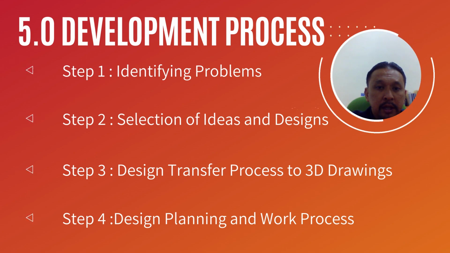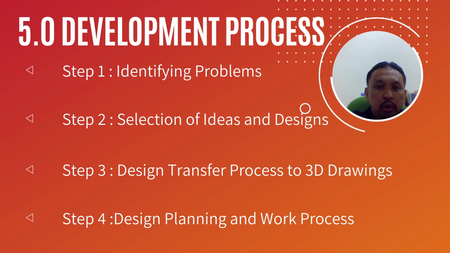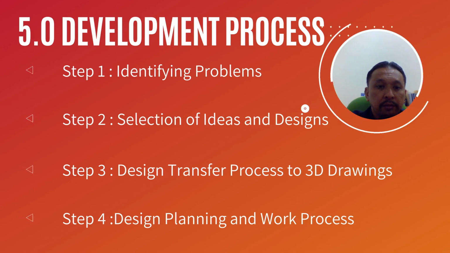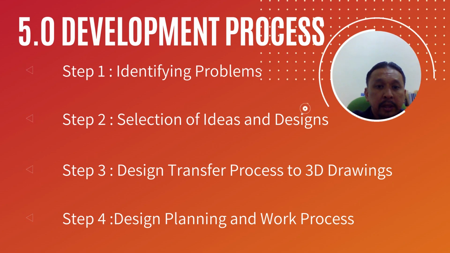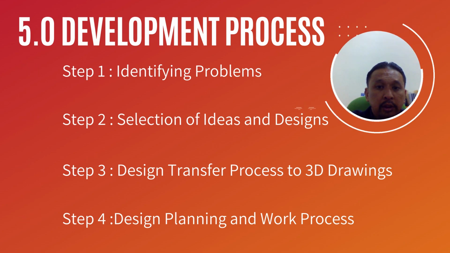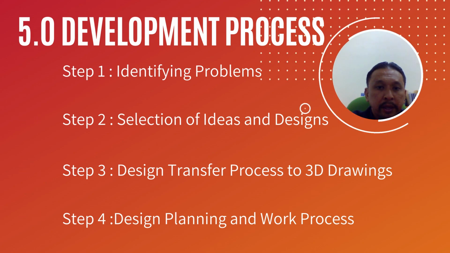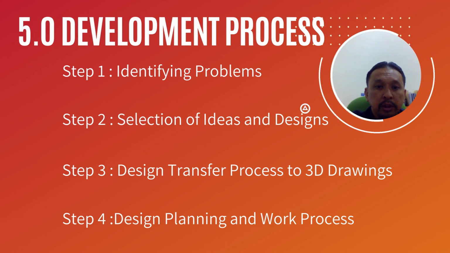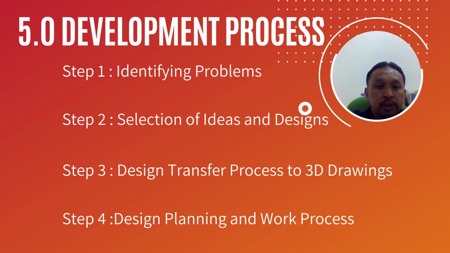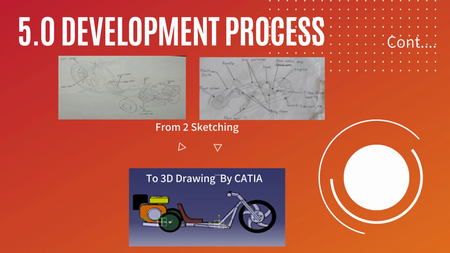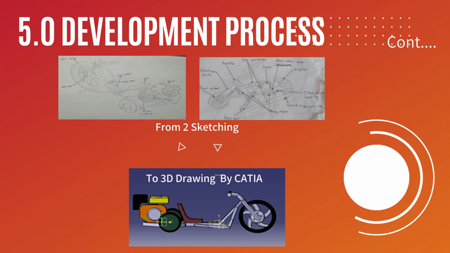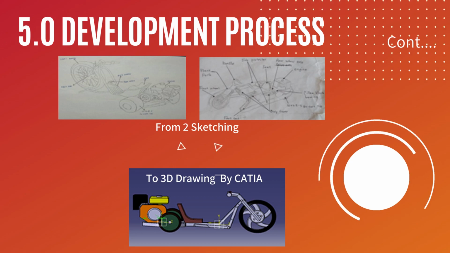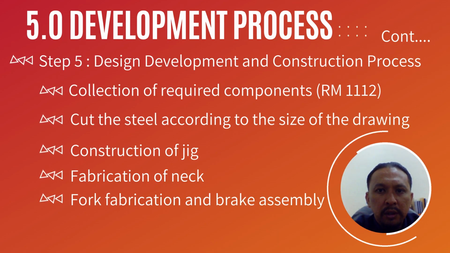Once the best sketch is selected, the next process is to convert the sketch to a 3D drawing using CATIA software. Step 4, design planning is a complicated process and requires careful and meticulous planning. It not only involves the development process, but also includes manufacturing costs, material selection, and time management. Step 5, design, development, and construction process.